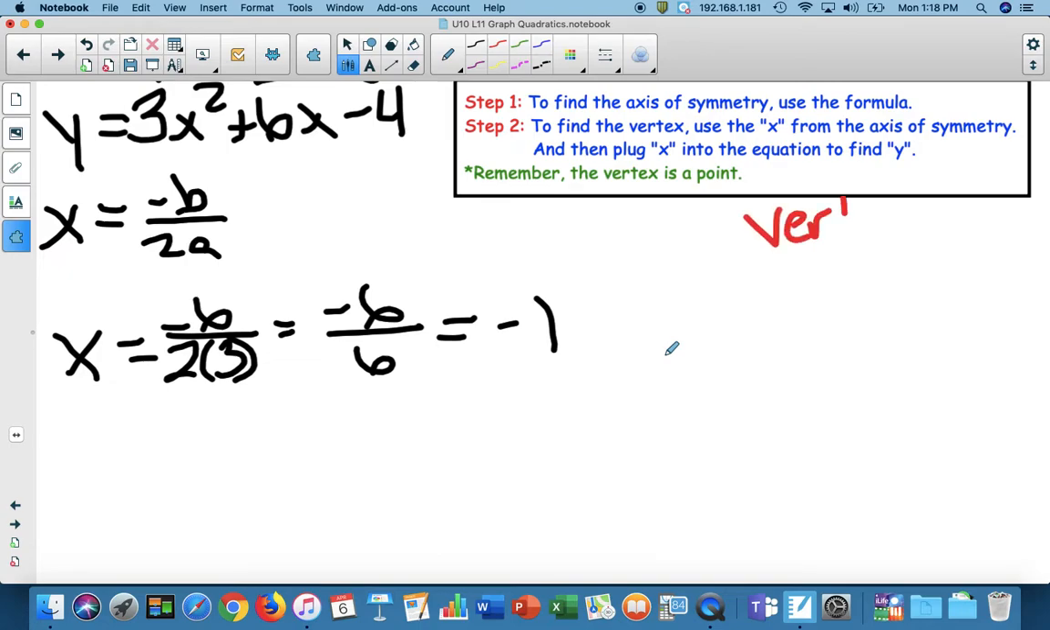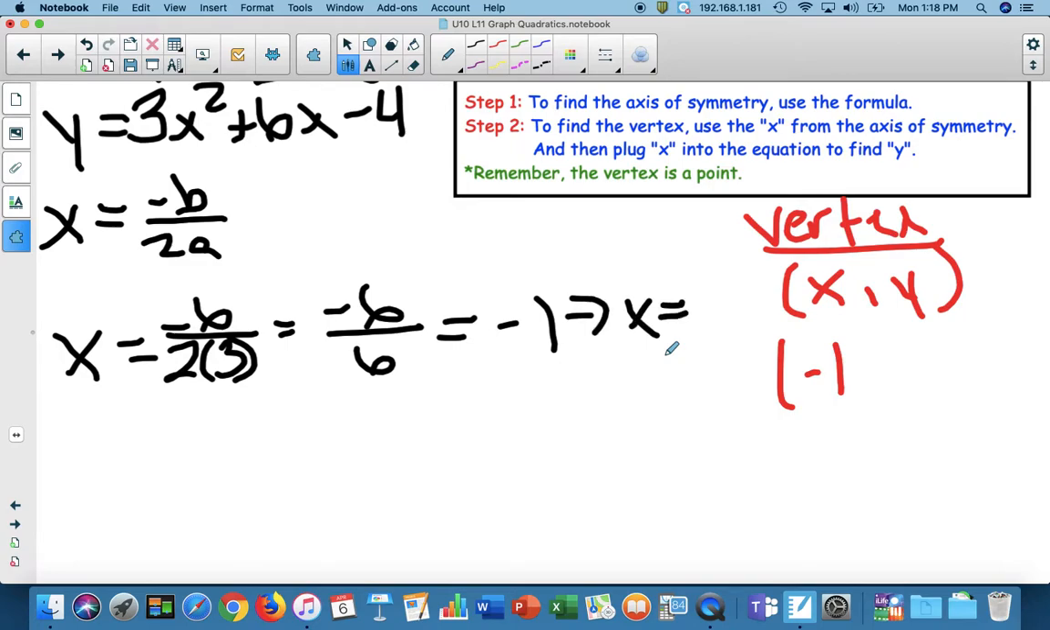So your vertex, that's an x and a y. You just found the x to be negative 1, okay? That's what we just found right now with the axis of symmetry. So x equals negative 1, okay?